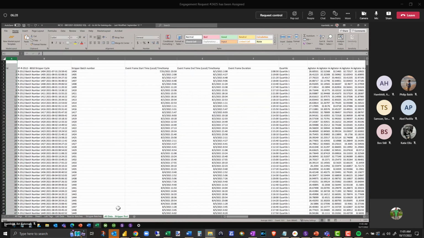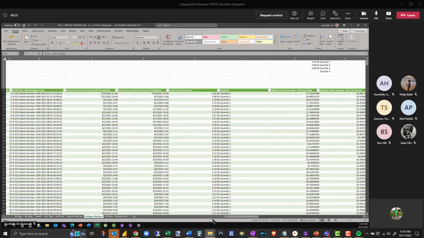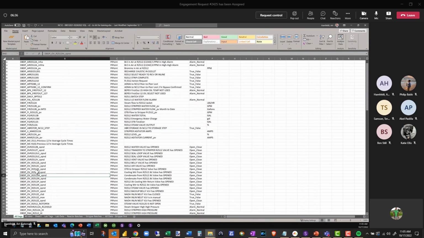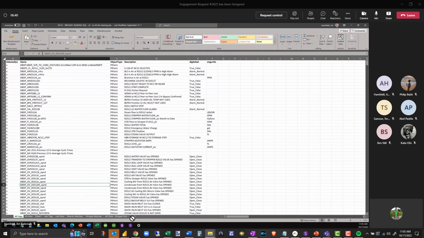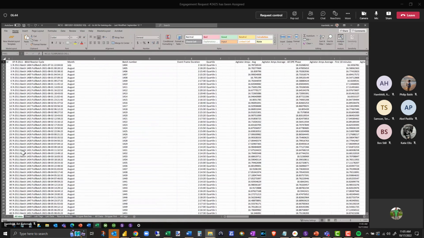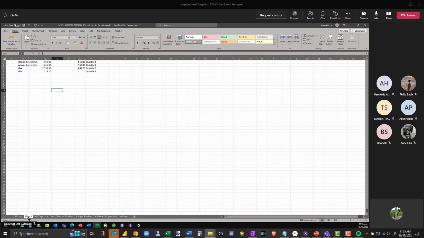One is I put all the reactor batches first, and I said, okay, what's the difference between a quartile 1 reactor batch versus a quartile 4 reactor batch? And I had all the stripper data as well. And then I think the one that I sent to Art, I did the stripper first, where I had the stripper batches listed first. I was looking at quartile 1 versus quartile 4 batches, and then had the reactor batches listed separate or second.